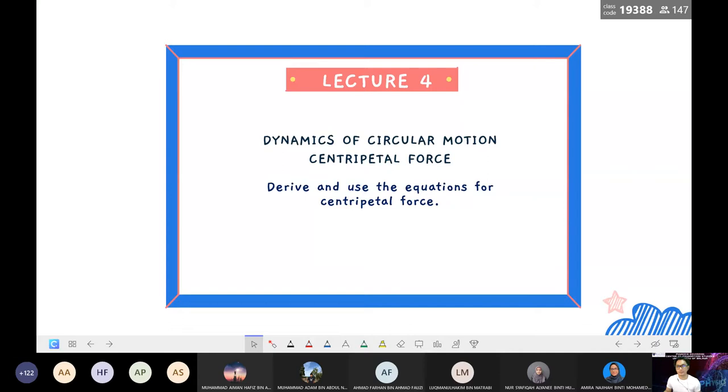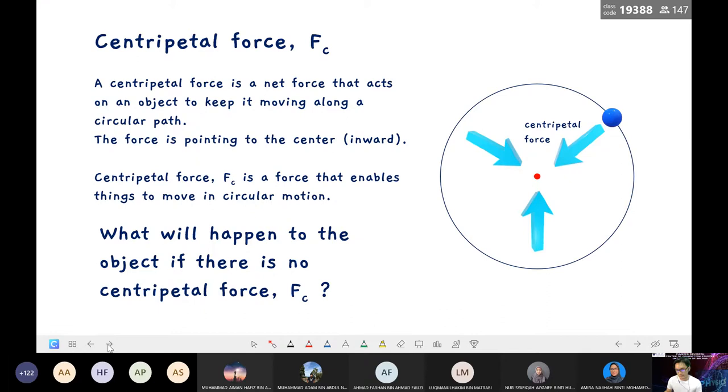Alright, next. What centripetal force is? Centripetal acceleration is acceleration that always pointing to the center. Jadi force pun samalah, the force that always pointing to the center. So a centripetal force is a net force that acts on an object to keep it moving along a circular path. Maksud dia dengan adanya this centripetal force, the object will move in a circular path.